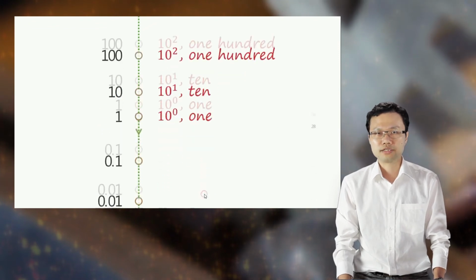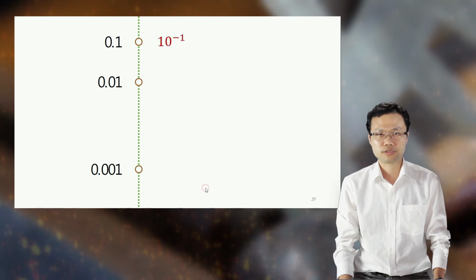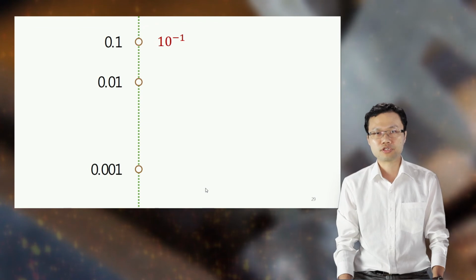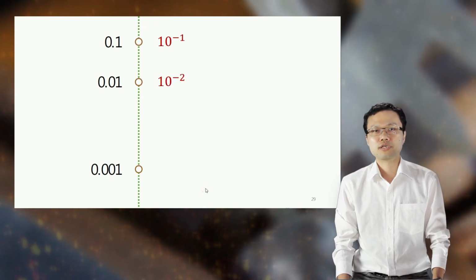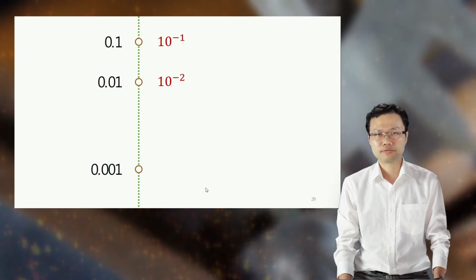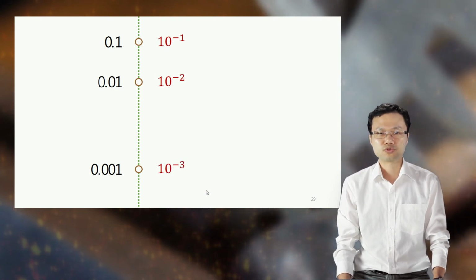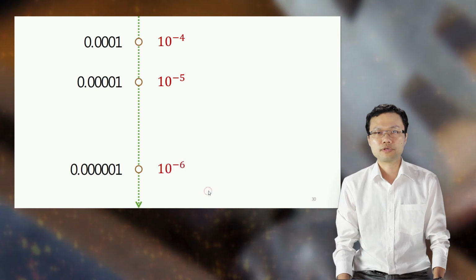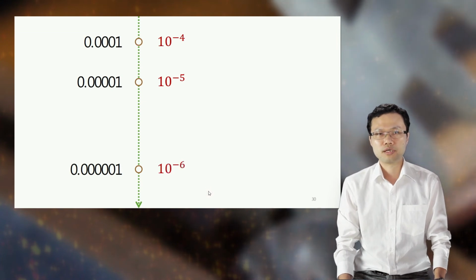Next, we look at the scientific notation for small numbers. If we start from 1 and go in the direction of even smaller numbers, we first run into 10 to the power of minus 1, which is 0.1. Then we have 0.01 as 10 to the power of minus 2, and 0.001 as 10 to the power of minus 3. Going even smaller, we have 10 to the power of minus 4, minus 5, and minus 6.